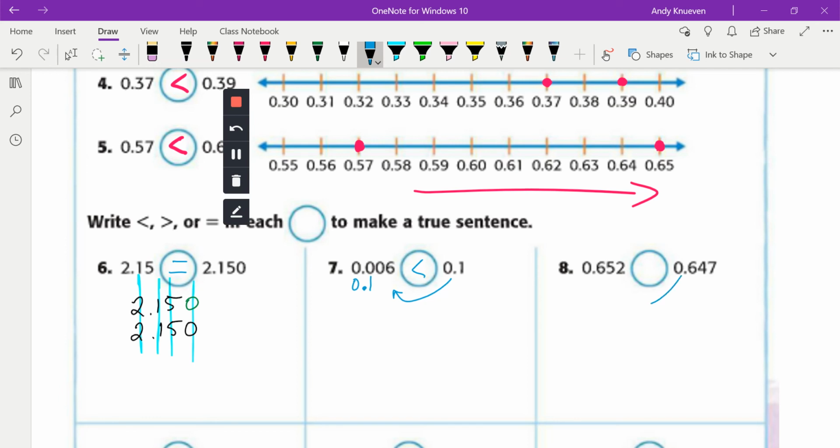Again, I'm going to bring over my other number, 0.647. Now I can compare, and I look at my numbers. 0's are the same, 6's are the same, 5 and 4. So this is where I know that I'm going to say that 5 is greater than 4. So that means that that entire number then, 652 thousandths, is greater than 647 thousandths.